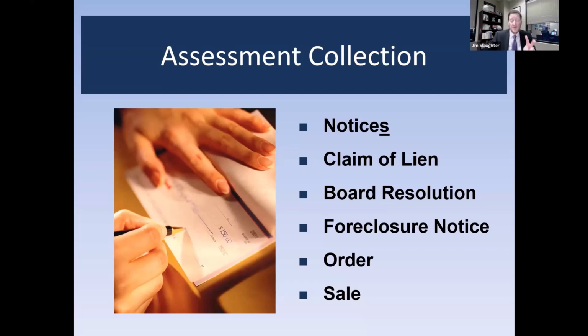My theme here is twofold. One, no board member wants to go after any owner for non-payment of assessments. But occasionally it has to be done because that's the only place the association has money. There is no other place that money comes from. If you don't get assessments from an owner, it means the other owners have to pay more, or the association has to terminate services. There's just no other way that it goes forward.